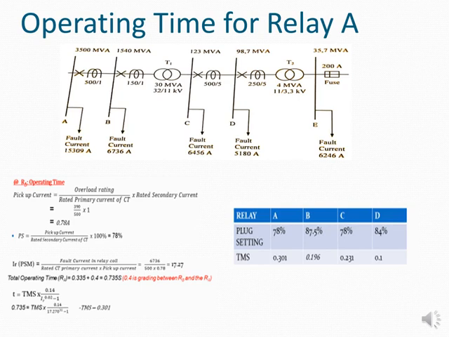So there is my settings table. I've got all my relays A, B, C, and D, and I've got my plug setting for each, and I've got my time multiplier setting for each.